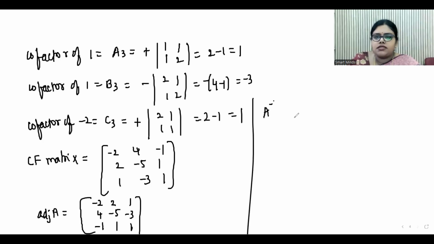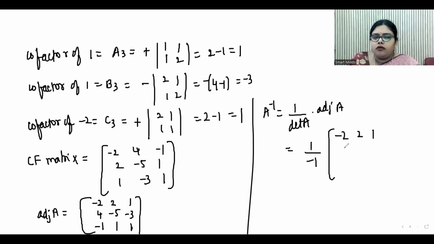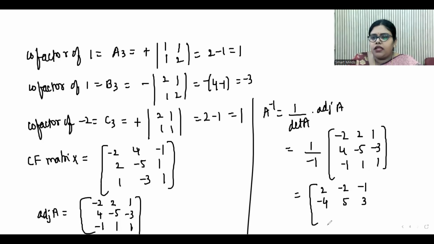A inverse is 1 by det A into adjoint A. Okay, so what is det A? Det A is minus 1. Adjoint A is minus 2, 2, 1; 4, minus 5, minus 3; minus 1, 1, 1. Now if you take this minus inside, you will change the signs. 2, minus 2, minus 1; minus 4, 5, 3; 1, minus 1, minus 1.